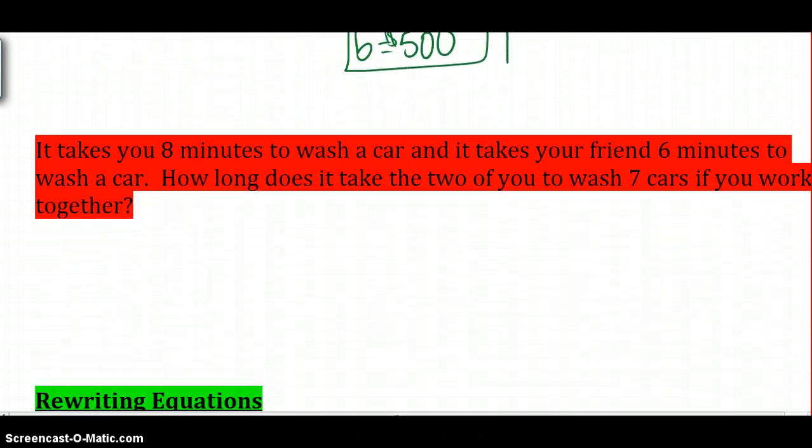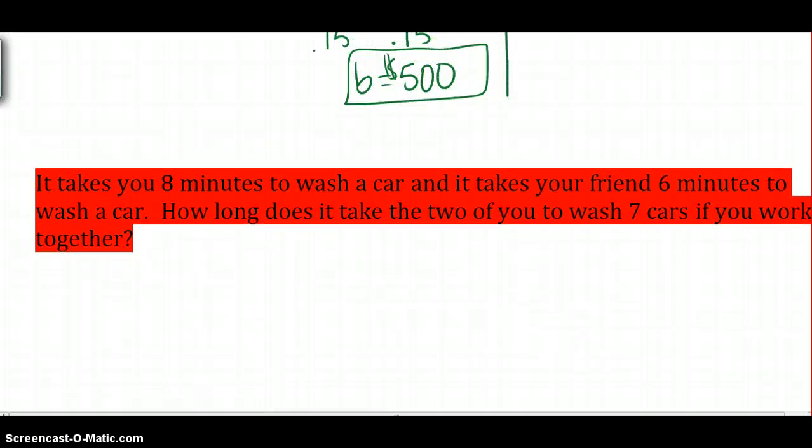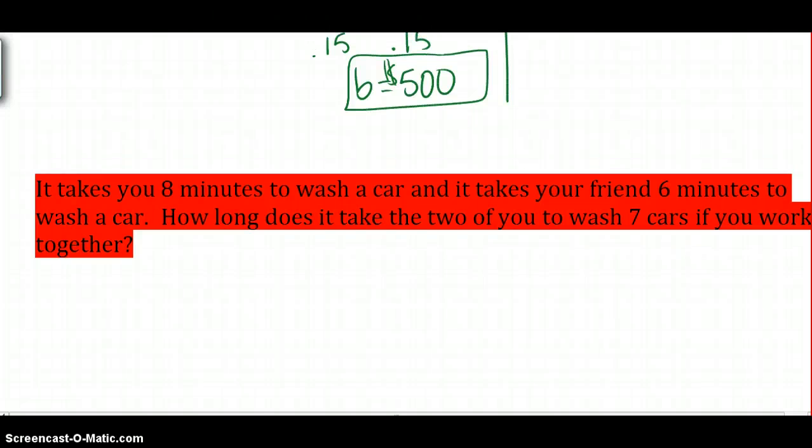So in your notes, I want you to do one similar to this. It says, it takes you 8 minutes to wash a car, and it takes your friend 6 minutes to wash a car. How long does it take the two of you to wash 7 cars if you work together? The key is, whenever you're doing something at a rate, like here it says it takes 8 minutes to wash 1 car, you're going to need a variable. So you're probably going to have a variable for each person, and somehow you're going to have to get it equal to 7 cars. So go ahead and try that in your notes.